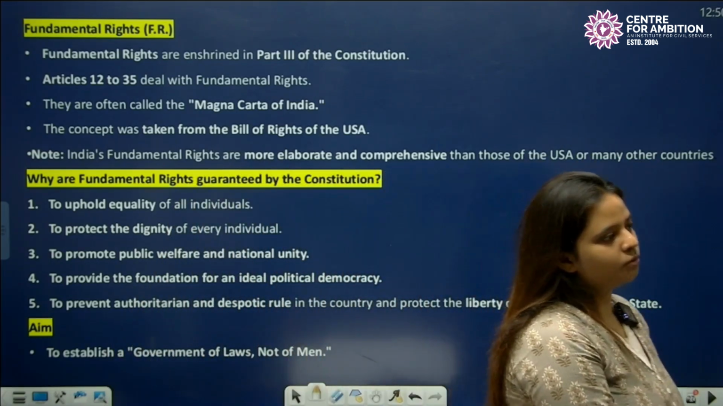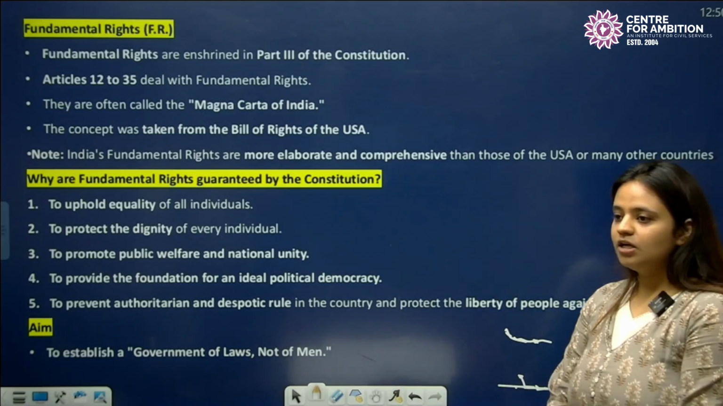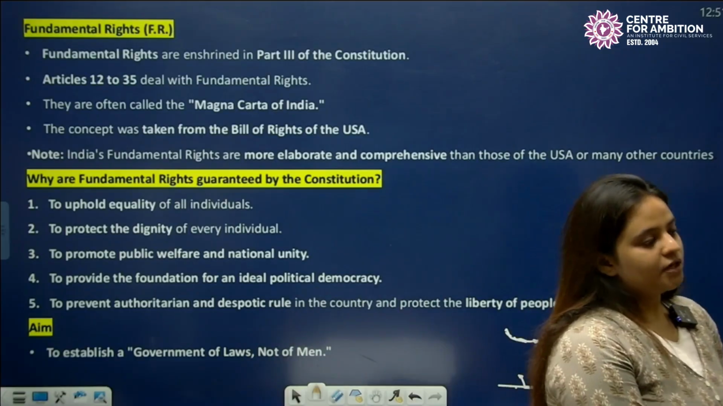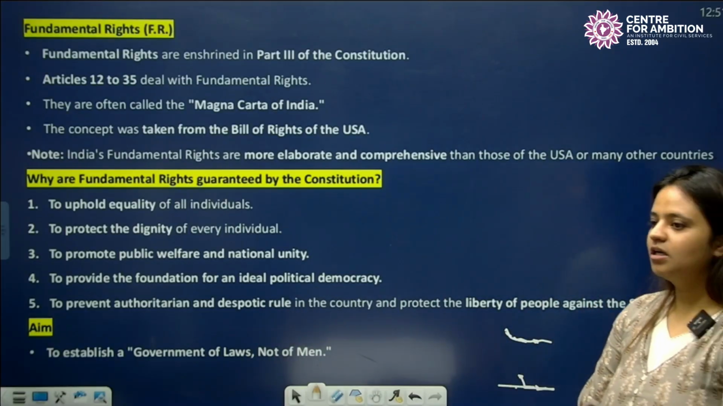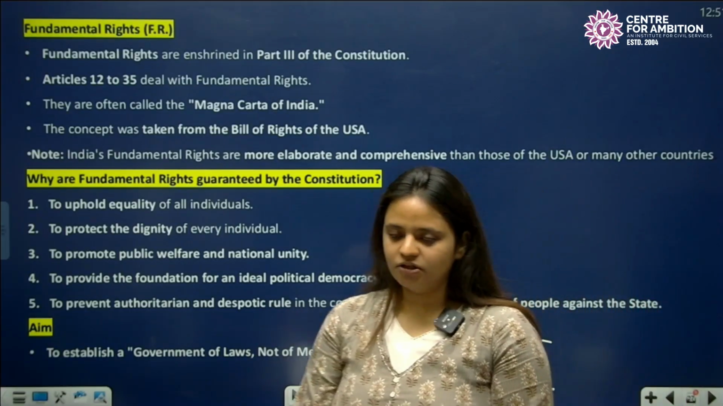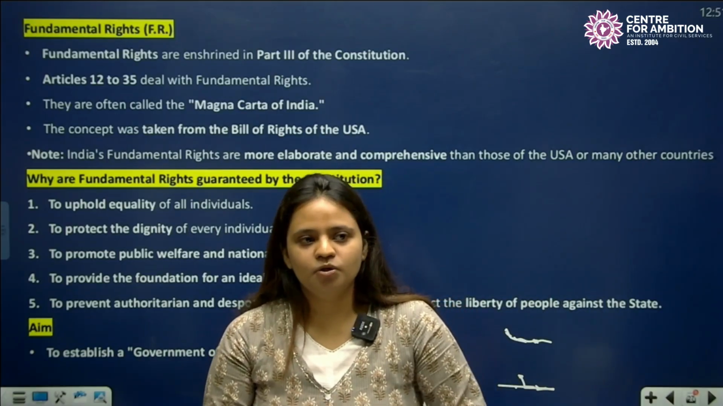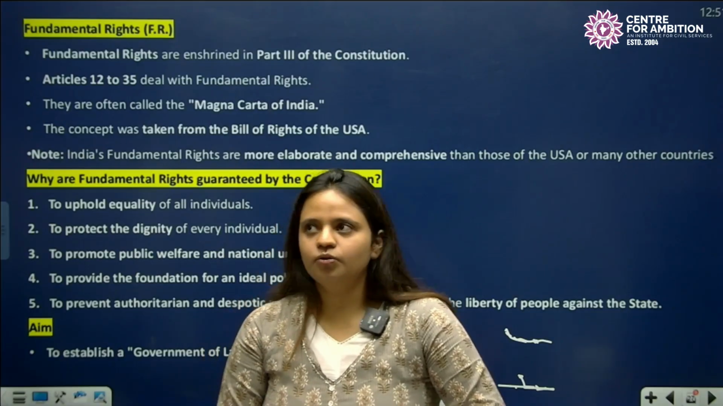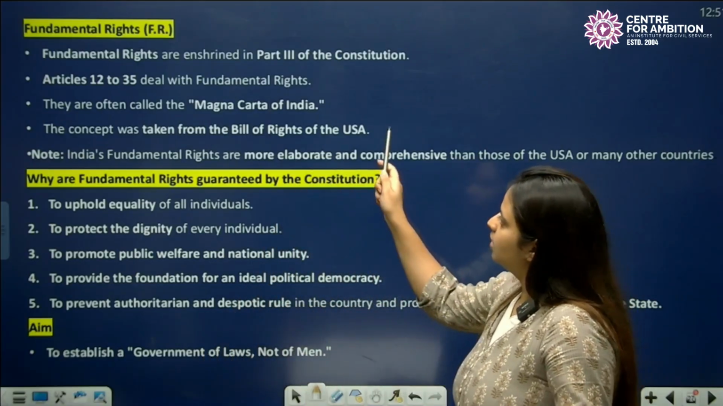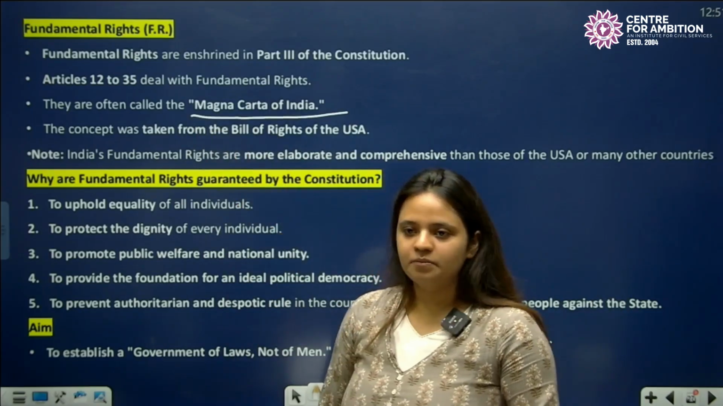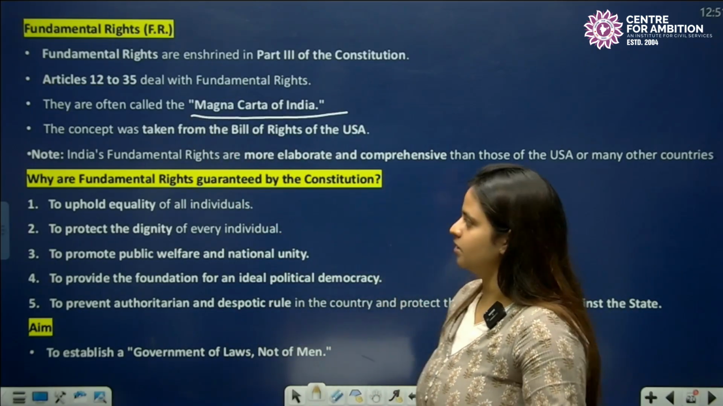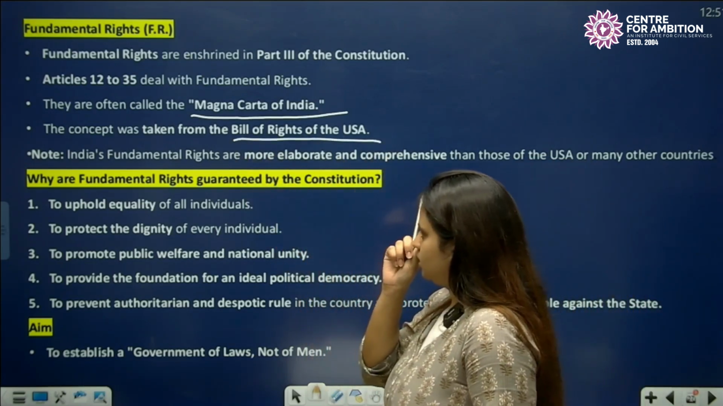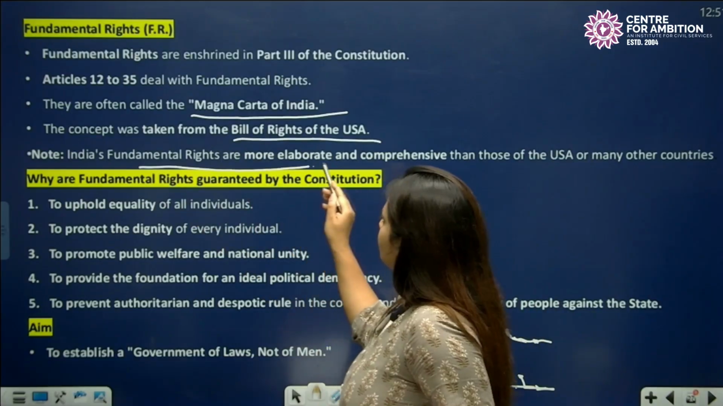ठीक है, so there was, I told you, it was King John. ठीक है, King John had absolute power और उनसे frustrate होके people pressurized him to sign a document. So it was a first written document which gave them fundamental right. ठीक है, तो fundamental right in India is sometimes known as Magna Carta of India. ठीक है, the concept was taken from Bill of Rights US. ठीक है, now fundamental rights are more elaborated.